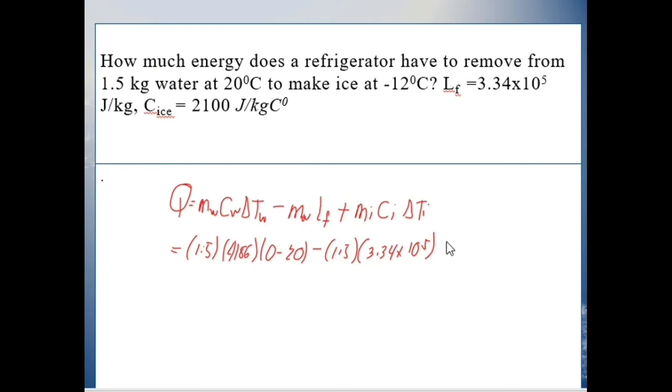Plus, we have mass of the ice, 1.5 again. C of ice is 2,100. And for the delta T, final temperature is negative 12 and initial is 0. Negative 12 minus 0. Okay, try to solve it.